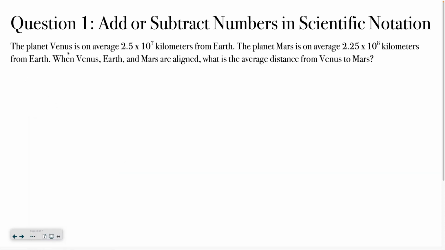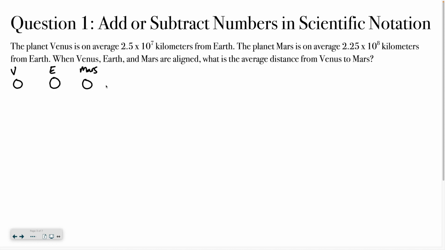So we have the planet Venus is on average 2.5 times 10 to the 7th kilometers from Earth. The planet Mars is on average 2.25 times 10 to the 8th kilometers from Earth. When Venus, Earth, and Mars are aligned, what is the average distance from Venus to Mars? Okay, so just to help you out, Venus is closest to the sun out of those 3. And then we have the Earth, and then furthest away is going to be Mars.